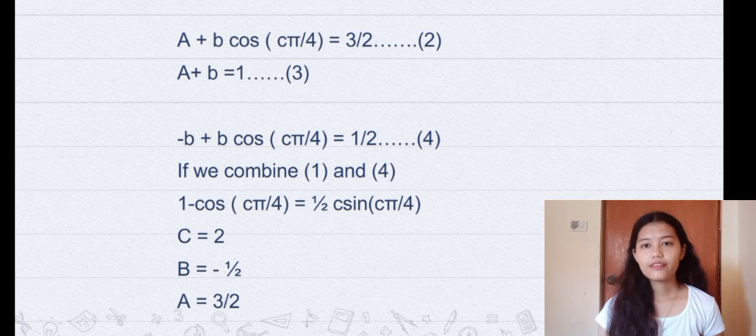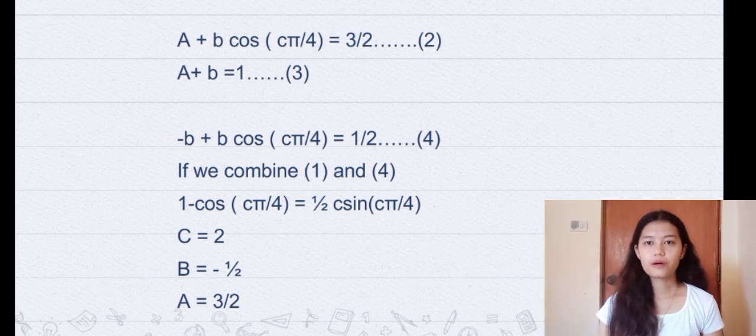We will combine now the 3 and 2 that we got earlier. So it will equal -b + b cos(cπ/4) = 1/2, which we can say is our number 4. I say this because number 1 and 4, later we will combine together.